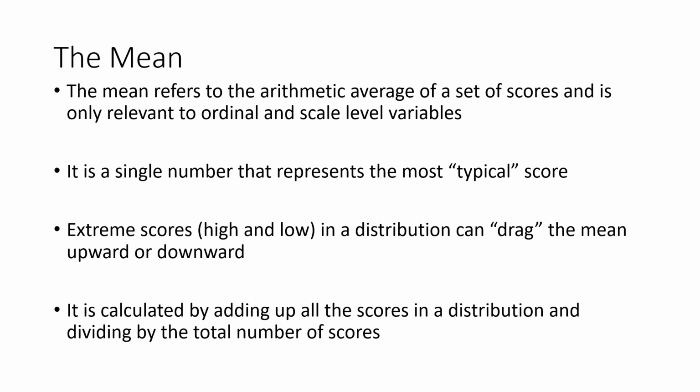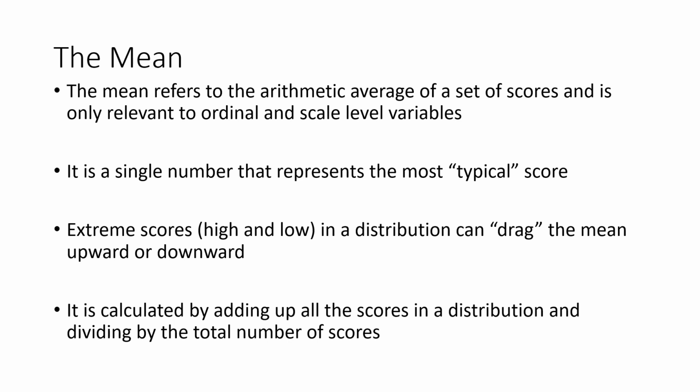Now, let me give you an example of what happens when you have extreme scores in a distribution. Let's take, for example, the question of measuring the average income or the mean income of a set of respondents. Let's say you ask 10 people, how much money do you make per year? In order to calculate the average of that set of scores, you would simply add up all 10 and then divide by 10. That would give you the typical score, the mean or the average score.